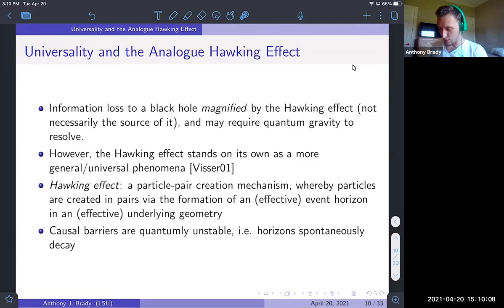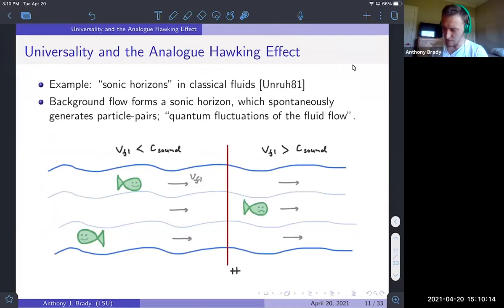So in what respect does this come up as universal? You can maybe argue it a bit before this, but really in this paper by Unruh it was shown that particle pair creation by the formation of a horizon is more general. This is a famous paper from 1981, where Unruh showed that the formation of a sonic horizon in a classical fluid induces particle pair creation.